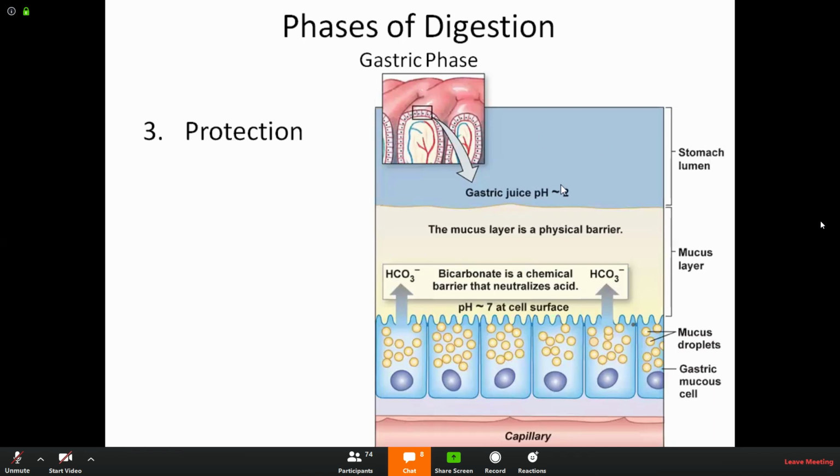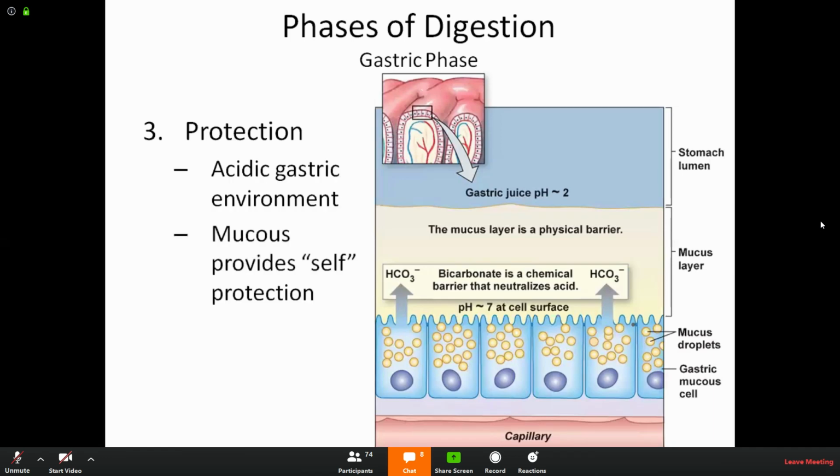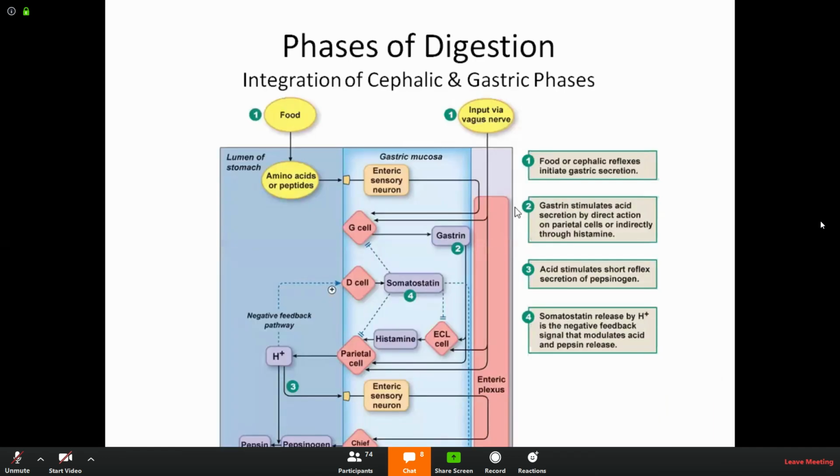Look at the pH at the lumen and at the surface. The pH at the lumen of the stomach is 2, whereas the pH at the surface of the cells is 7. In the lumen the pH is highly acidic, whereas at the cell surface the pH is alkaline. So for protection against the acidic environment, mucus provides the cell protection. You can shortly go through this again.